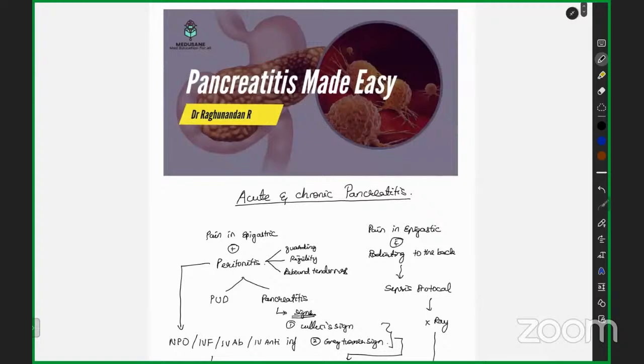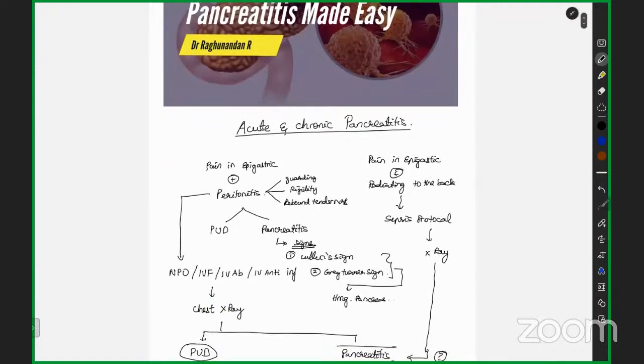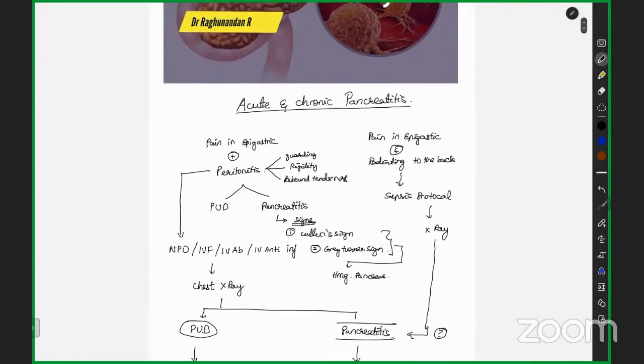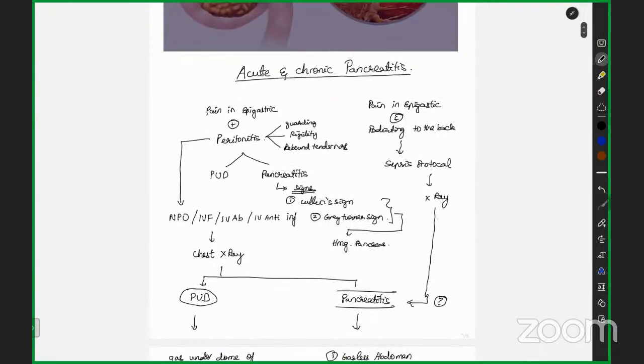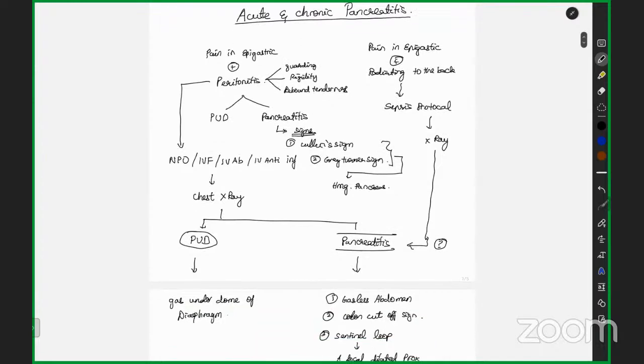Okay, I'll just revise once again before closing this session. So pancreatitis. You're going to check whether it is acute or chronic pancreatitis. First, you're going to see whether there is any pain in the epigastric region. Peritonitis is there. So when there is peritonitis and pain in the epigastric region, or pain radiating to the back, you're going to go for the sepsis protocol, irrespective of your diagnosis. Let it be your PUD, let it be your pancreatitis. You're going to start with the sepsis protocol. What is a sepsis protocol? NPO, IVF, IV antibiotic, IV anti-inflammatory.